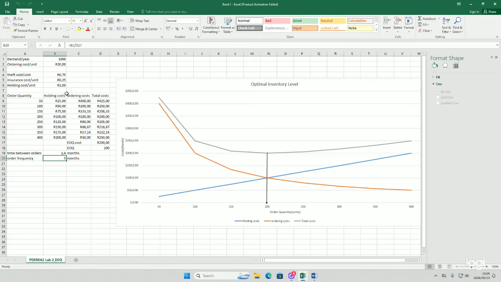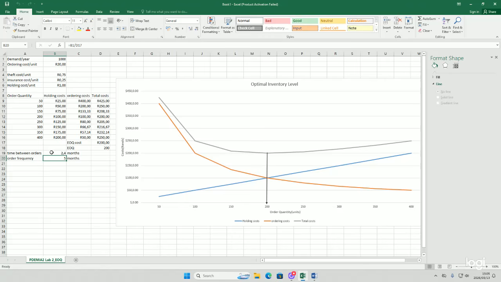It's how long it takes for these consecutive purchases. So it takes 2.4 months. I will need to see that in months. Don't leave it in rands.